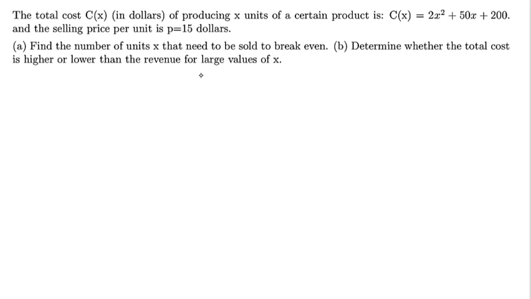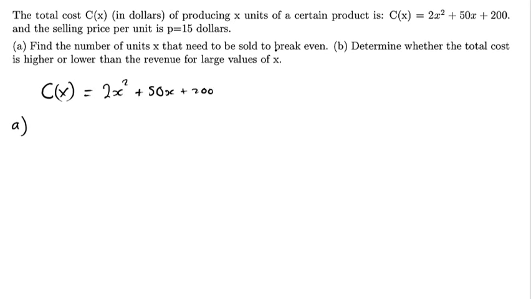The total cost C of x, in dollars, of producing x units of a certain product is given by this equation. So the equation given, let me just write it down here. We have C of x is equal to 2x squared plus 50x plus 200. The selling price per unit is P equals $15. Find the number of units x needed to be sold to break even. Alright, so this is for part A.